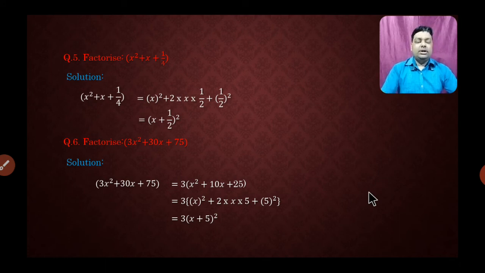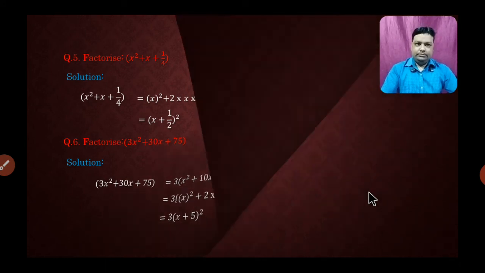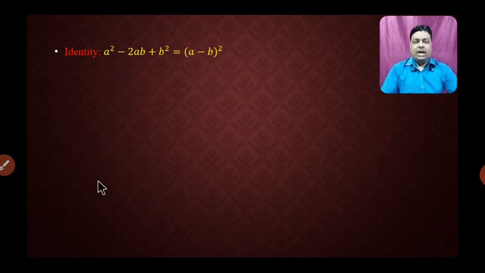Okay, students. So let's see another question. Here we will see another method. Now here you can see in previous questions we have discussed the identity a square plus 2ab plus b square. But here what is changed? Instead of plus 2ab it is minus 2ab. It is another identity. We have already discussed this identity in previous classes. So it will be a minus b to the whole square.